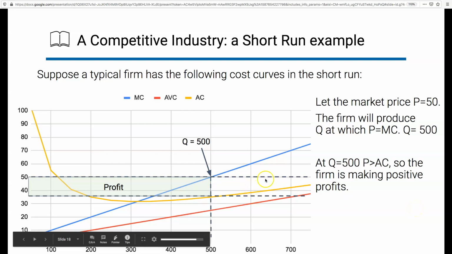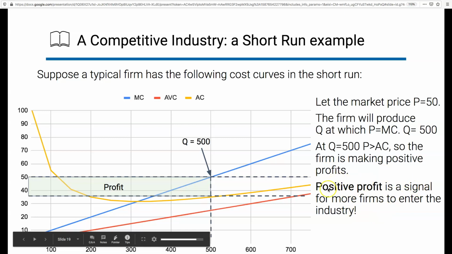And so the novelty here, this picture you've seen before, the novelty here is that profits are now a signal for more firms to enter the industry. Because entry and exit into the industry are free, if there are positive profits for the firms currently in the market, that signals to potential firms outside of this industry that they should enter because there is money for them to get. So if firms are currently making positive profits, we should expect more firms to enter the market.